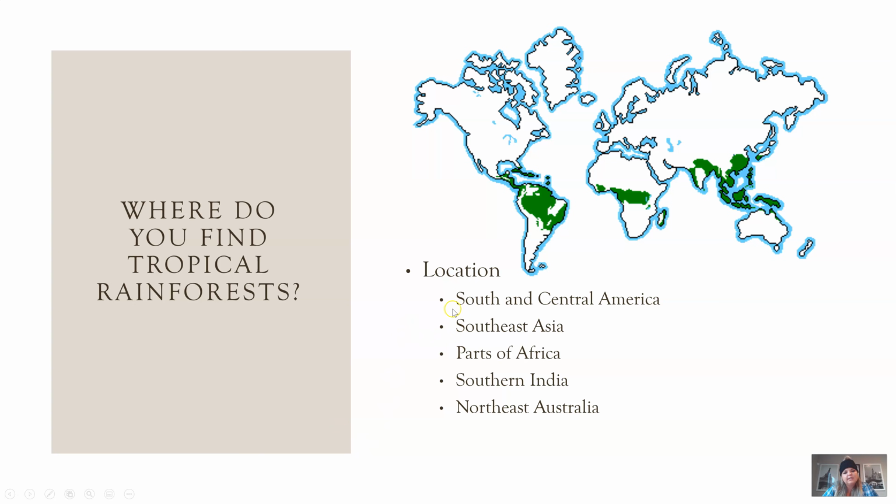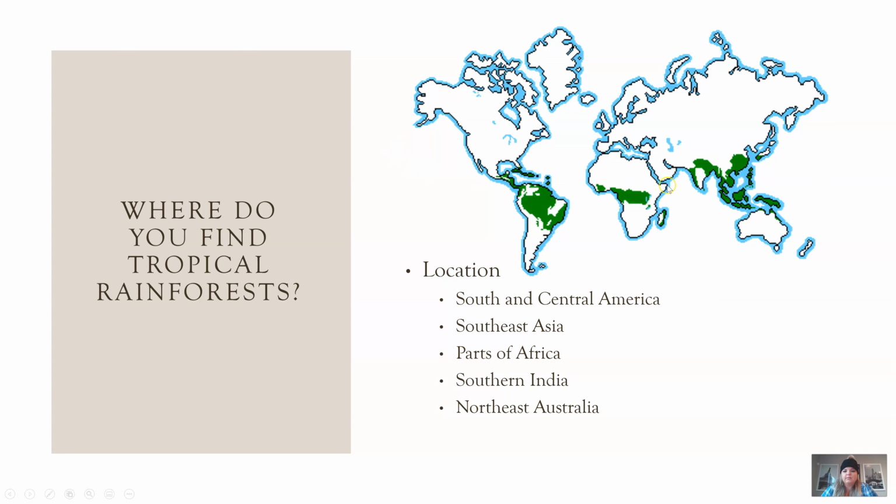Most of them are located in Southern and Central America, Southeast Asia, parts of Africa, Southern India, Northeast Australia. Well, you'll notice they're all very close to where the equator is on Earth, which is basically right in the center of the globe, right? So at the 0 mark.